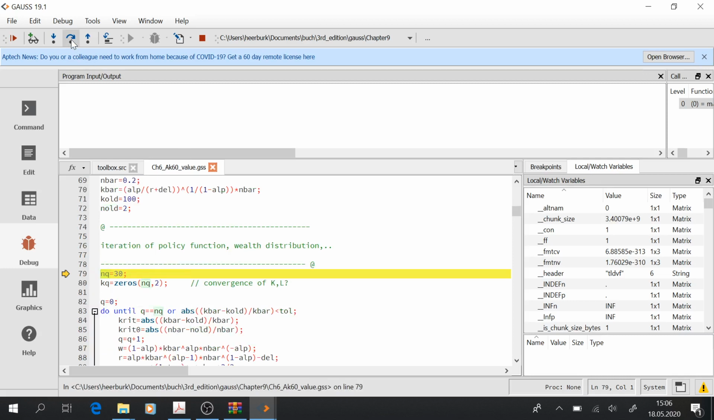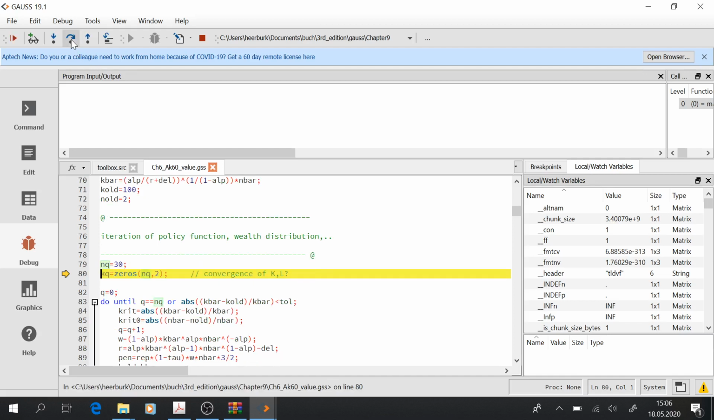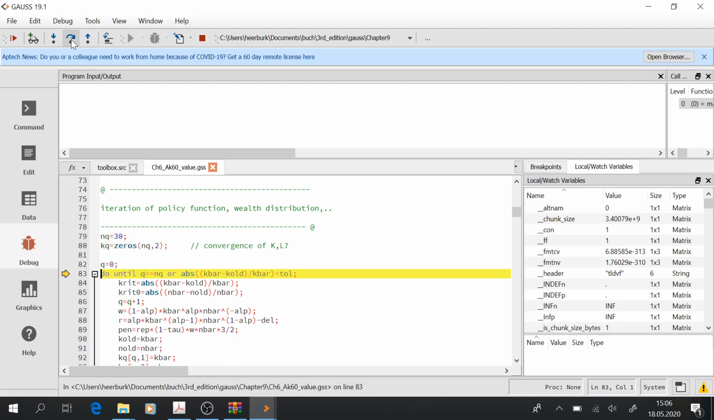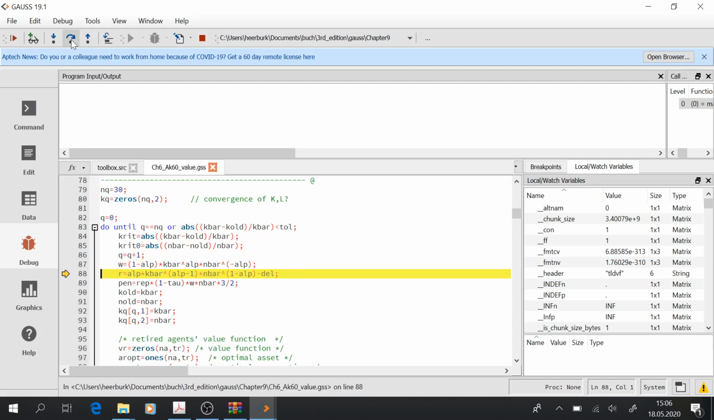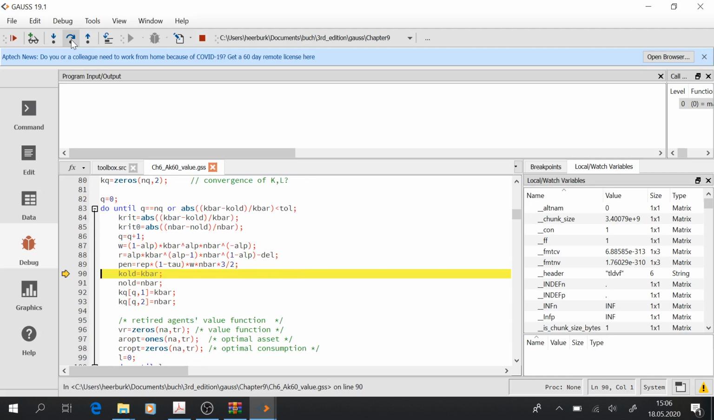We iterate over aggregate capital and labor at a maximum of 30 loops, NQ equal to 30, and we store the results for aggregate capital and aggregate employment in the vector KQ. Okay, here's the outer iteration. That's step 1 and the steps 7. In step 2, we computed aggregate wage and interest rate and the pension level. That's step 2. As you can see, this is very short.